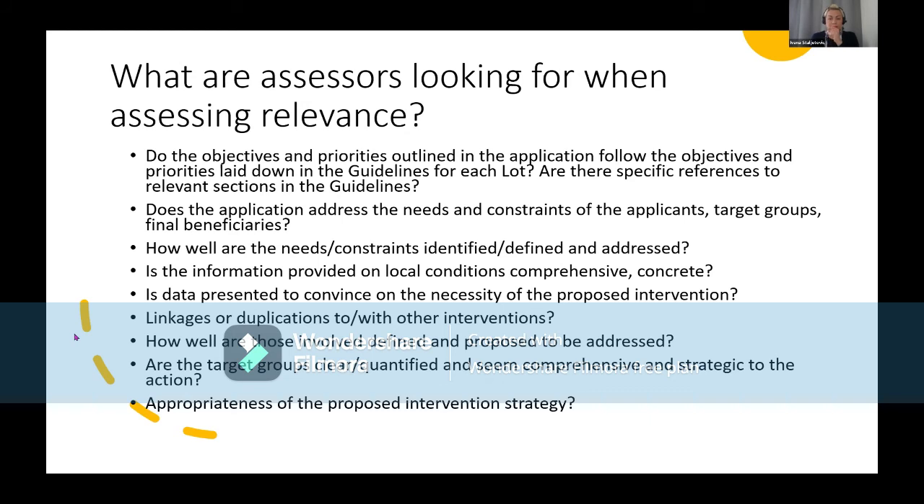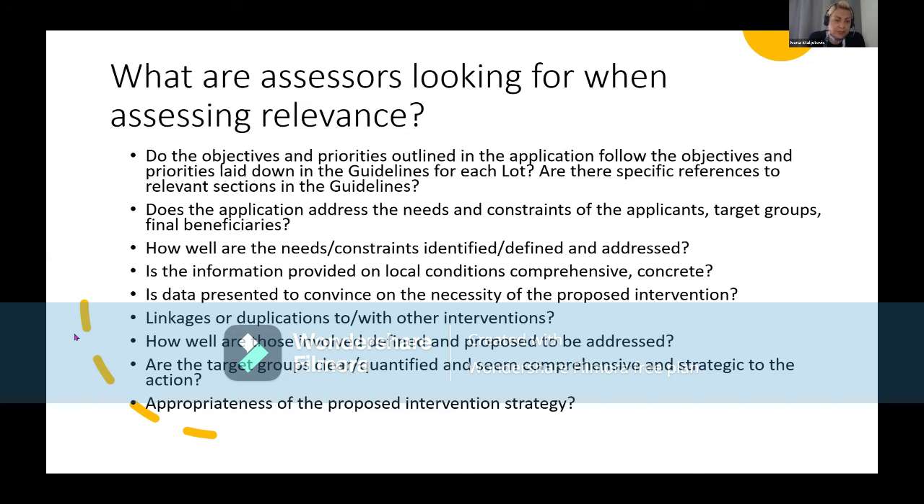I already said to you that you should not copy and paste if you are applying to more than one lot. So you have to address and refer to the priorities which are defined for each of these 3 lots. You should address whether there are specific references to relevant sections in the guidelines. So you can refer to the sections of the guidelines and clearly explain how your action addresses these priorities and objectives.